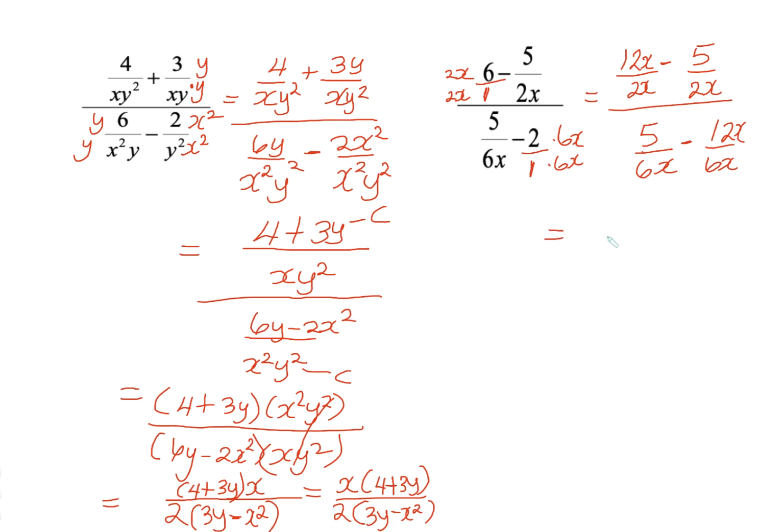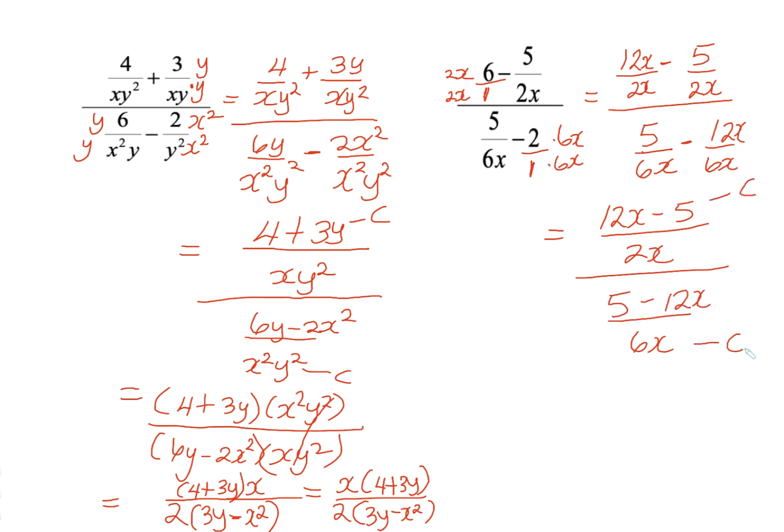The denominators are the same, so that will be your 2x. Make your number sentence, 12x minus 5, over, denominators are the same, 6x. Okay, make your number sentence, which would be 5 minus 12x. Crust and crust. So what do we have? We have 6x times the 12x minus 5. And then the apples and the cinnamon would be 2x times the 5 minus 12x.